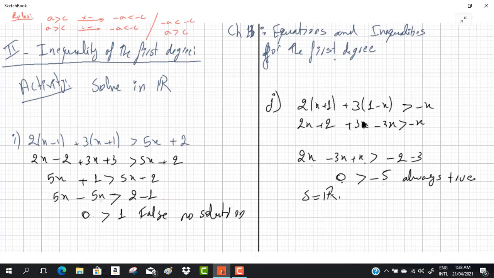How to study the sign of any binomial of the first degree, or maybe even a monomial. So any polynomial of the first degree, how to study its sign, and how to solve an inequality when we have a product of factors or a fraction of factors.